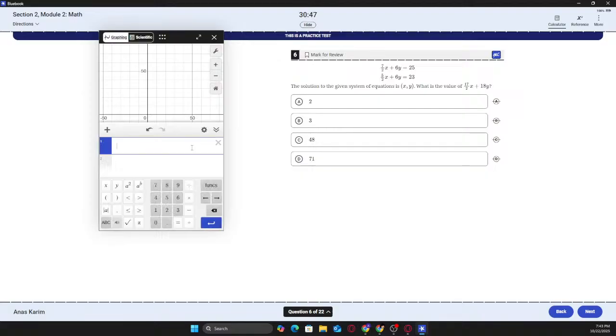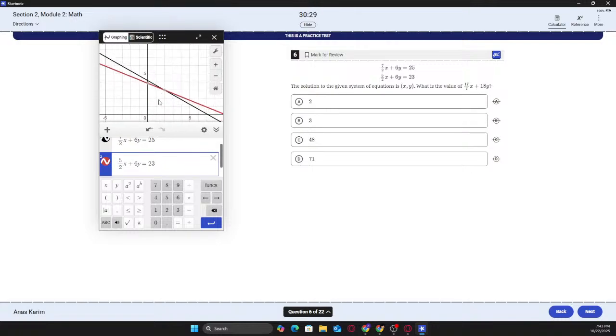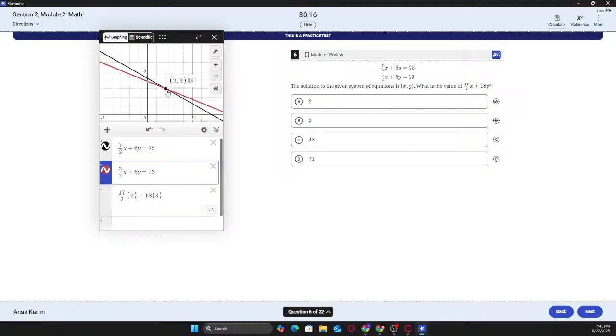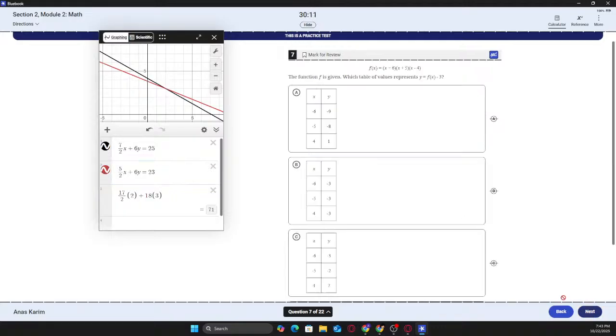7.5x plus 6y equals 25. You can do the same thing here. So 5 half x plus 6y equals 23, and it asks for that value. So we're just gonna look at the intersection. So 2 and 3. So it asks 17 over 2 times 2 plus 18 3, because that's the corresponding variables. It asks for 17 half x and then stuff, and then equals 71.